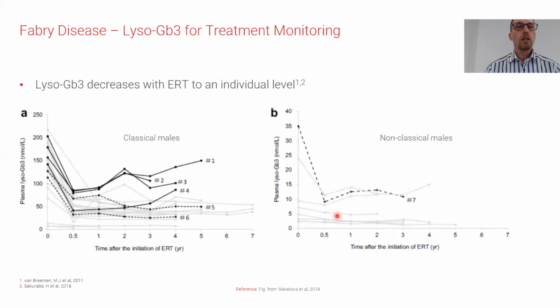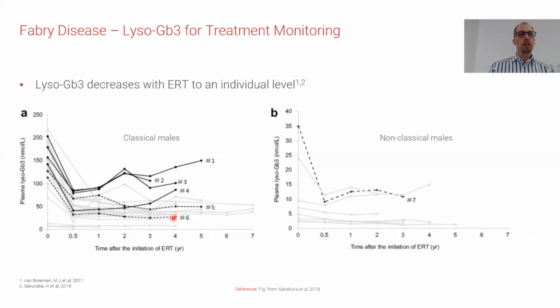It's not only diagnosis, it's also treatment monitoring. You can use lyso-Gb3. Lyso-Gb3 decreases with enzyme replacement therapy and also with chaperone therapy, which has been available since 2016 in Germany. So lyso-Gb3 decreases, but it decreases to an individual level. So don't expect to lower lyso-Gb3 to normal. You won't get it. Lyso-Gb3 decreases with therapy to an individual level.